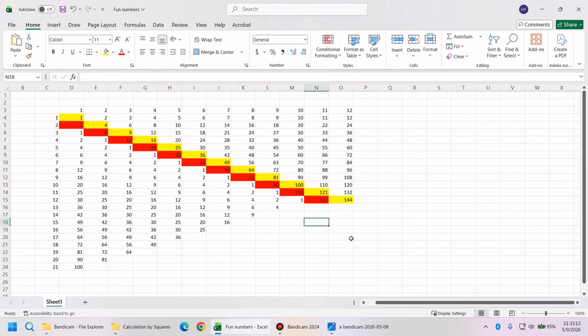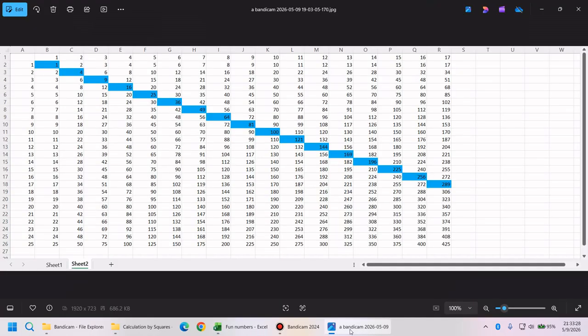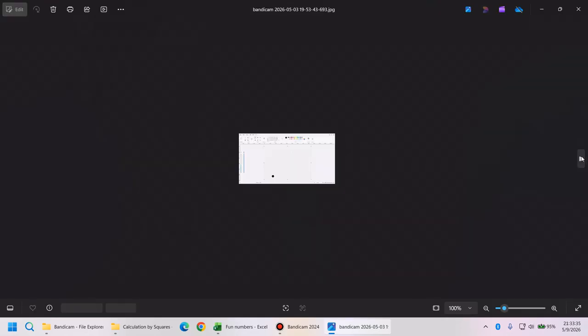And like I said, it's just a neat little trick. And then I started to wonder why exactly it worked like that. And to show you how that works, we have this right here.